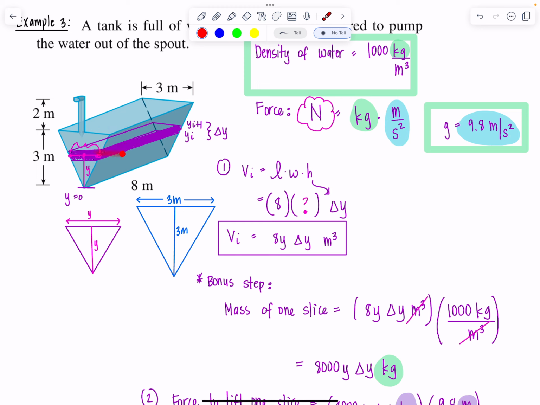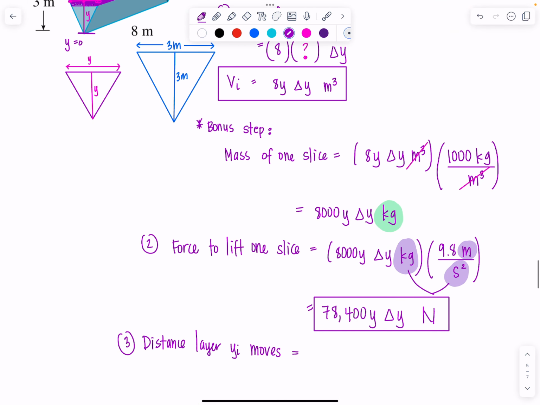It's full of water, which is the first 3 meters of the tank, but there's this extra spout. So the layer of water at y equals 0 has to go 3 plus another 2 meters to get out. 5 meters. The layer that's at y equals 3 only has to go 2 meters. So whatever its height is in terms of y, it has to move 5 minus y sub i, or 5 minus y in the integral. Okay?